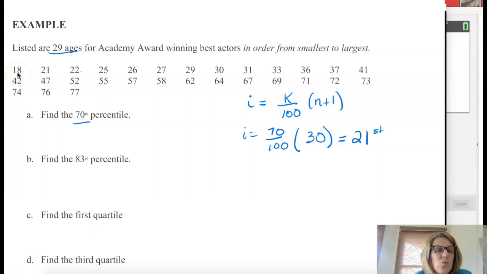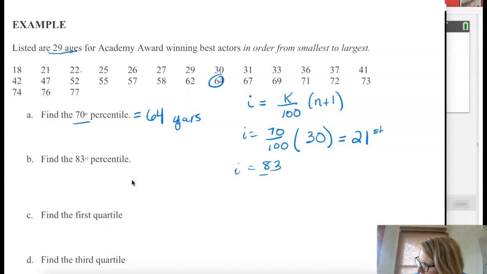So the 21st position is our 70th percentile. So we count to 20. These data are already in order. So you do want to remember when you're doing percentiles to put your data in order. So if we count 1, 2, 3, 4, 5, 6, 7, 8, 9, 10, 11, 12, 13, 14, 15, 16, 17, 18, 19, 20, 21. So our 70th percentile is 64. 64 years old, because these are ages for Academy Award winning Best Actors.